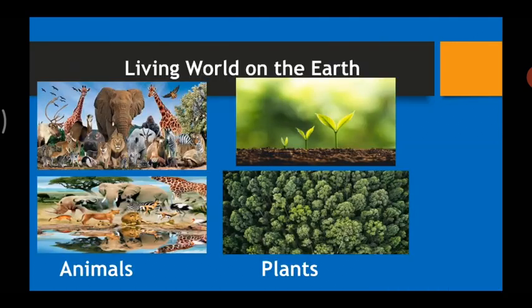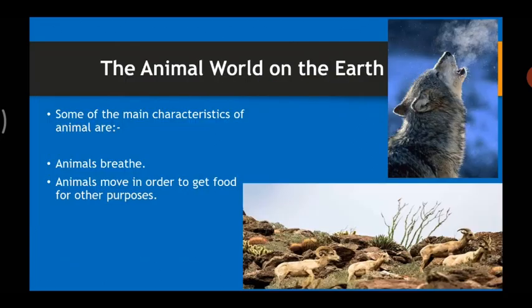Let's move forward. Next, we will go to the living world on the earth. The living world consists of plants as well as animals. Here in this chapter, we will learn a little more about the animal world.